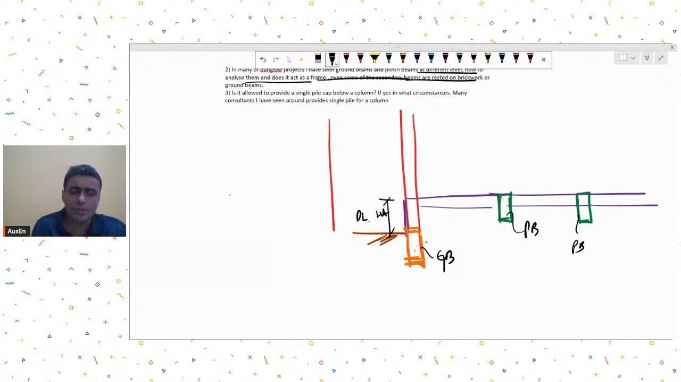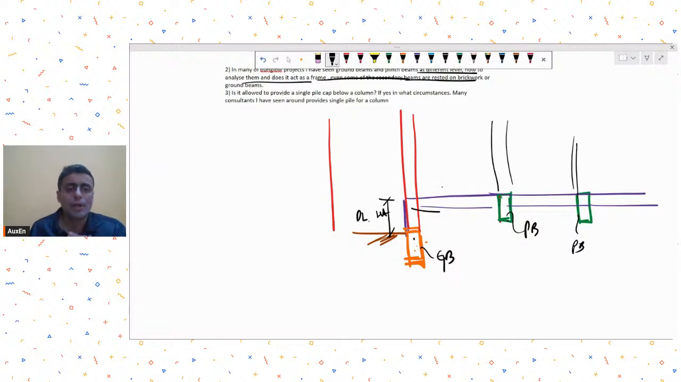Just your usual process. In ETABS or in STAAD, wherever you are modeling, you just model all these beams, whether it is a ground beam or a plinth beam, assuming they were at the same level. For small projects, you don't need to consider their heights at different levels. That's not required in my opinion. You can just analyze them assuming they were at one same level.